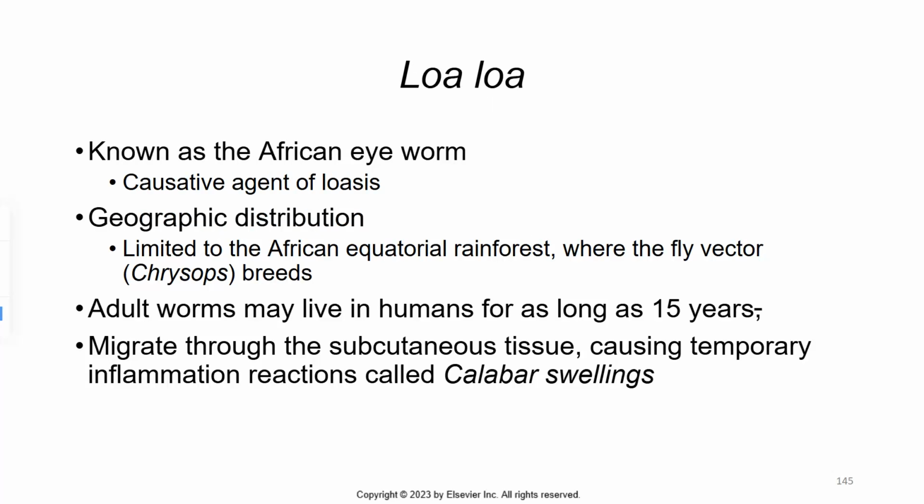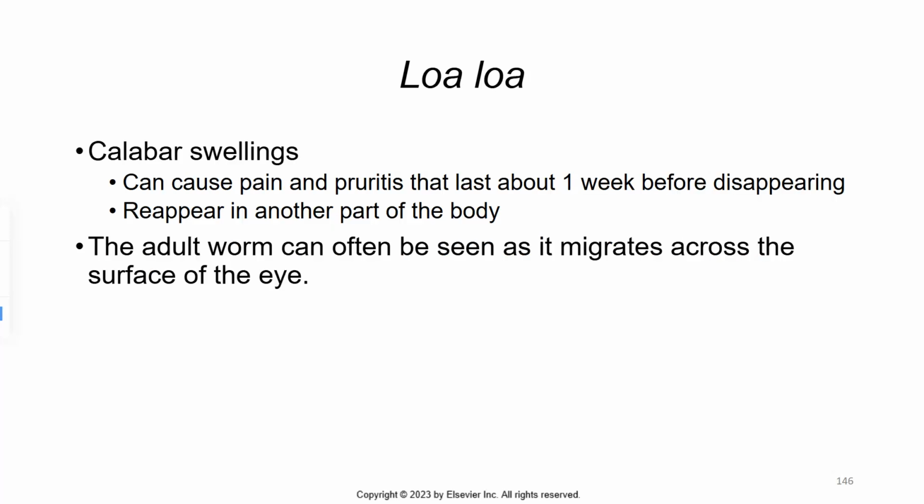Loa loa, known as the African eyeworm, causative agent of loiasis. Geographic distribution is limited to African equatorial rainforests where the fly vector breeds. Adult worms may live in humans for as long as 15 years. They migrate through subcutaneous tissue, causing temporary inflammatory reactions called Calabar swellings. Calabar swellings can cause pain and pruritus that lasts about a week before disappearing, reappearing in another part of the body. The adult worm can often be seen as it migrates across the surface of the eye.